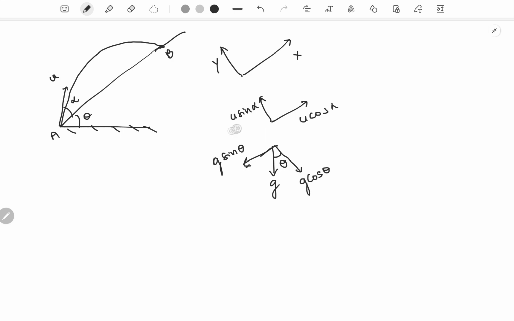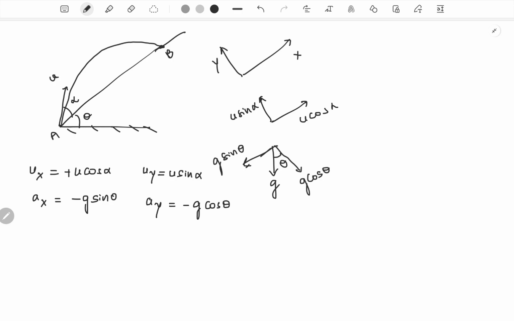So I can write here, the x component of velocity initially is plus u cos alpha, and the x component of acceleration is minus g sin theta, minus because it's anti-parallel to the x-axis. What about the initial y component of velocity? It is u sin alpha, and the y component of acceleration is minus g cos theta.